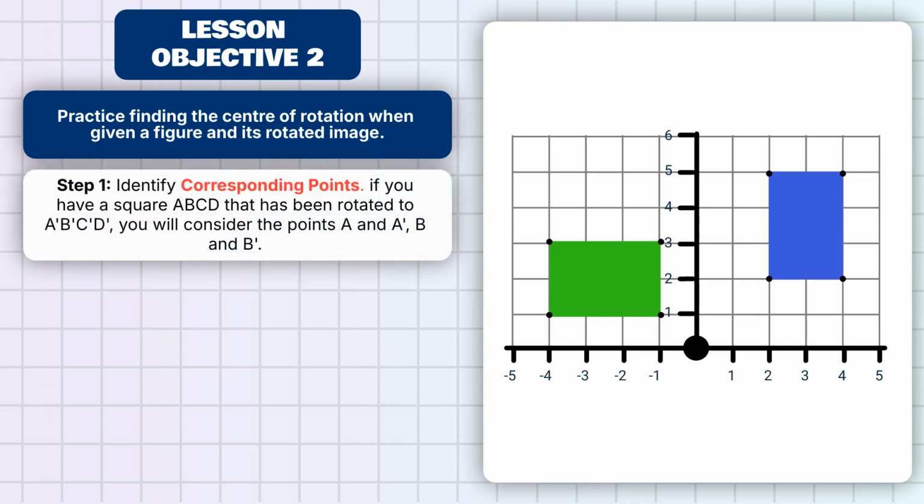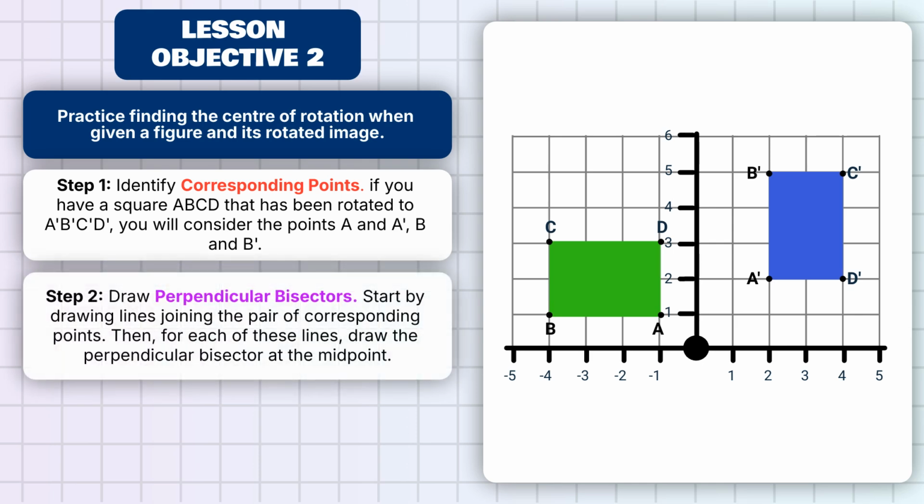Step 1. Identify corresponding points. Choose at least two pairs of corresponding points on the original figure and its rotated image. For instance, if you have a square ABCD that has been rotated to A prime, B prime, C prime, D prime, you will consider the points A and A prime, B and B prime. You could possibly also utilize C and C prime and D and D prime, but only two corresponding points are needed.